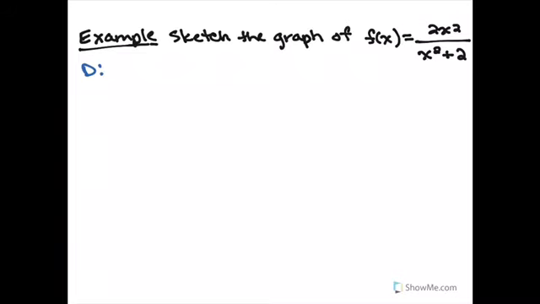So normally I'd say, okay, let's set the denominator equal to 0 and solve. But I'm looking at this and I'm thinking, if I take a number and I square it, I'm going to get a positive number, right? And then I add 2 to it. Am I ever going to get 0? No. My domain is all real numbers. Which means I do not have any vertical asymptotes.